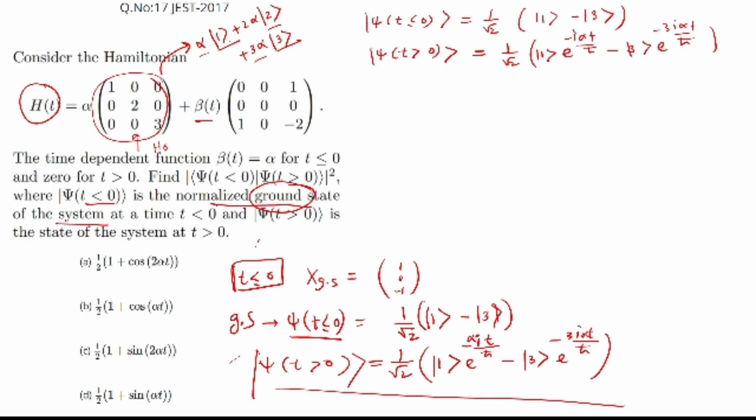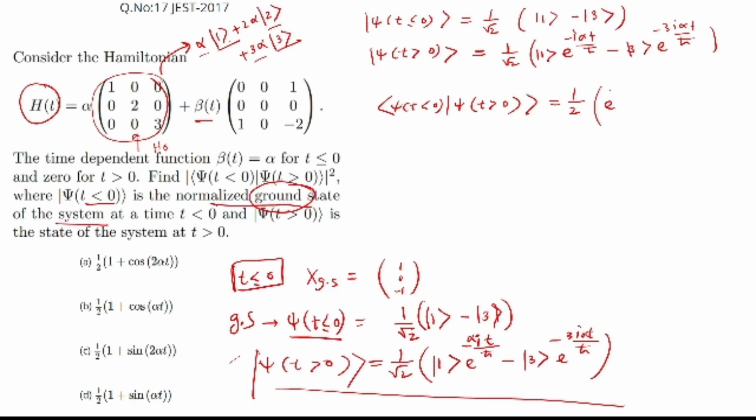Okay, so take the inner product, that is psi of t less than 0 with psi of t greater than 0. So 1 by 2 will be here, and the inner product of 1 with 1 will be 1, 3 with 3 will be 1, and 1 with 3 or 3 with 1 will be 0. So only the exponential terms will survive. There is no cross product between 1 and 3, so only 1 1 or 3 3 will be there.